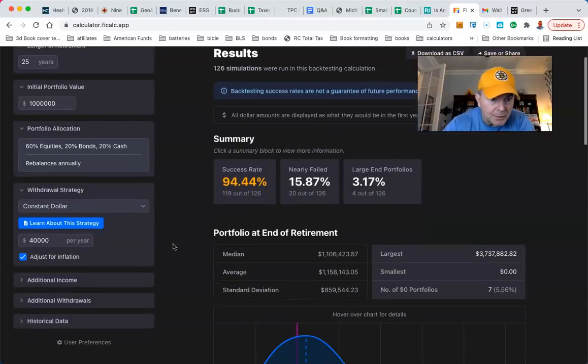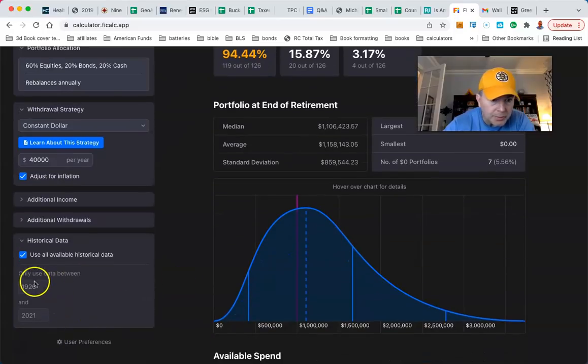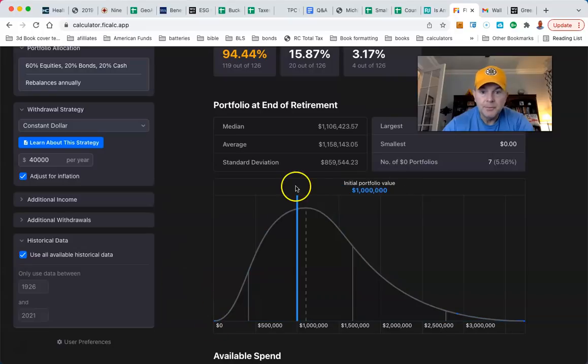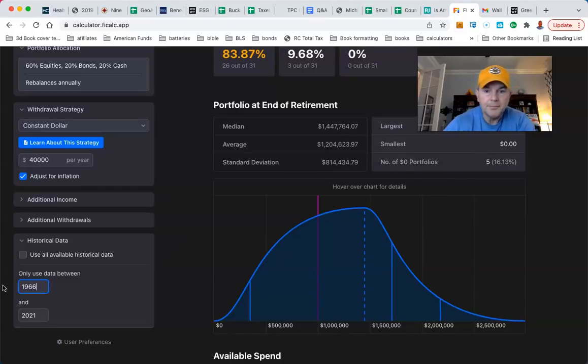Then we're going back to historical data. Use all historical data. Cool. You can check subsets. Yeah, that's fantastic. Look at that. That's just freaking fantastic. I love it. I could use this all day long. But I don't want 1926, 1921. I want to go 1966.